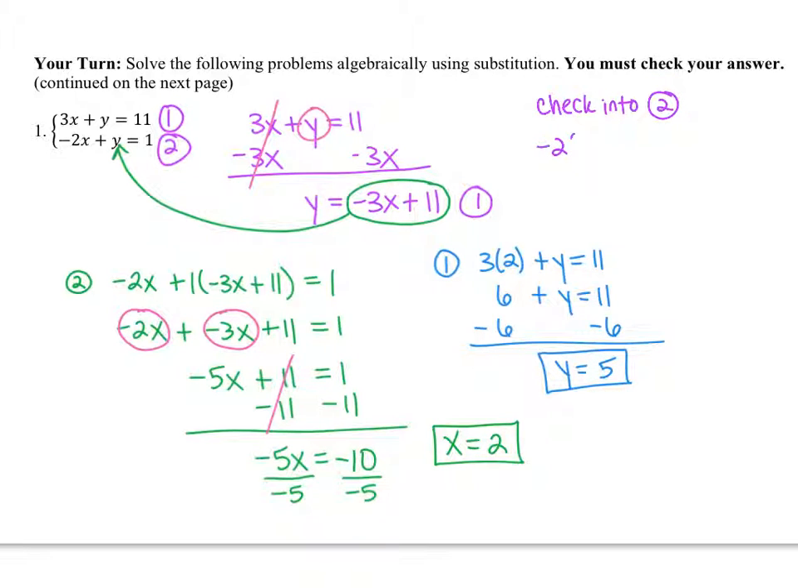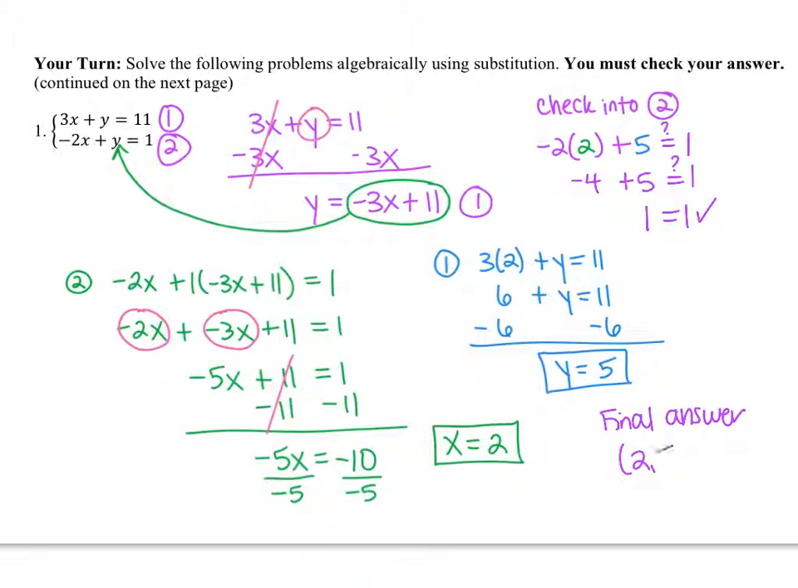Equation 2 is negative 2, and instead of x, we're going to put 2 because we know that's what x is equal to, plus y, but instead of y we write 5 because we know that's what y is equal to, equals 1 with a question mark above the equal sign because we're not sure if that's true yet. And then we just evaluate. Negative 2 times 2 is negative 4, plus 5. Is that really equal to 1? Yes, negative 4 plus 5 is 1. 1 equals 1, so we know our answer is correct. Our final answer needs to be a coordinate point, so it's going to be (2, 5). That's the point where those two lines intersect, and it's the xy pair that works for both of them.